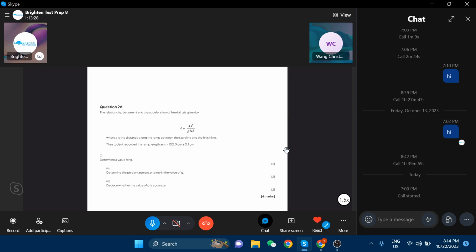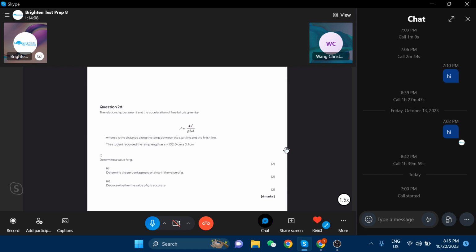Okay, let me just see. So how about the next one? So we have to calculate the relationship between time and acceleration of free fall. So there's a couple of parameters included here. So still about the same.